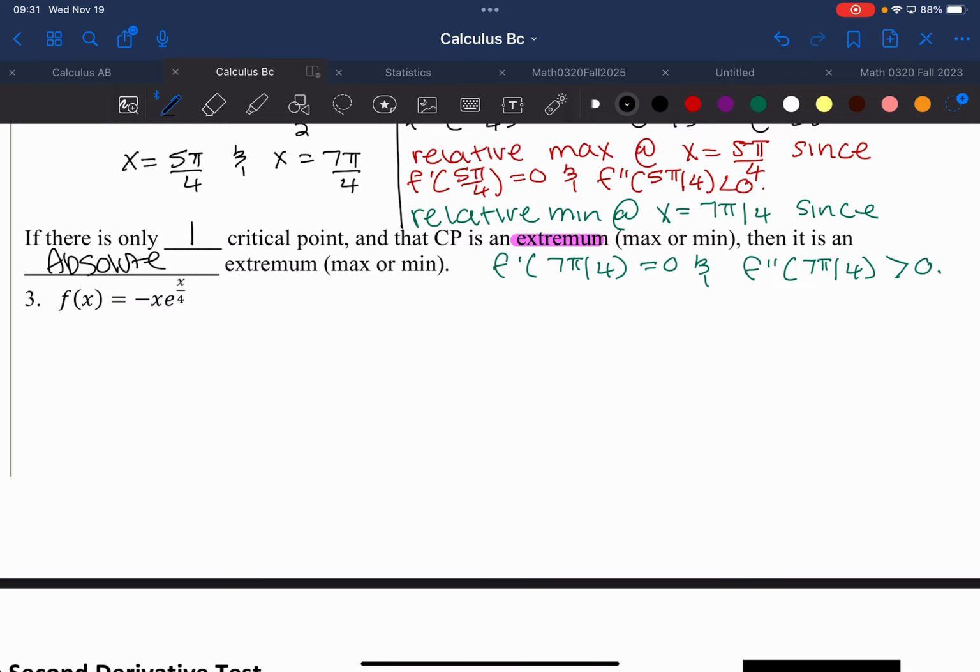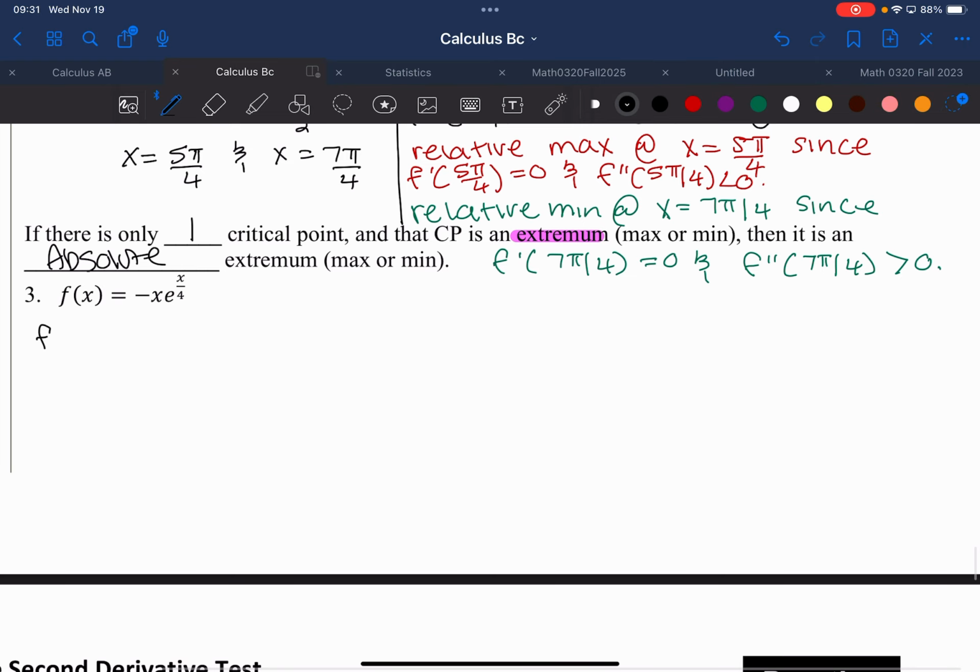Okay, so we have f of x is equal to negative x times e to the x over 4. So we're going to take the first derivative. And then notice we have two functions here, so we're going to use what rule? The product rule.